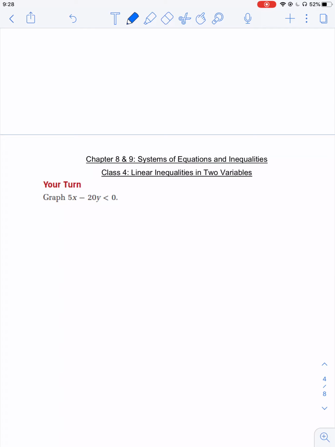Okay, so now let's move on to the next question. So again, same question, they're asking me to graph this, which might be a little challenging, right? But the only difference here is that now my inequality is strict. Okay, it's strictly less than 0. So what I'm going to do is just solve for y. Okay, so there's many ways of doing it. I'm just going to move the 20 over to the other side. So that gives me 5x is less than 20y.